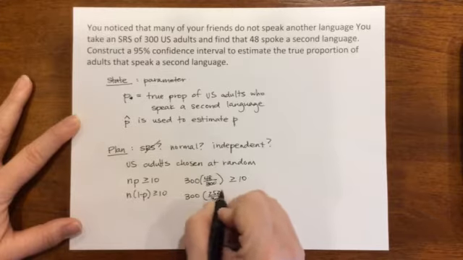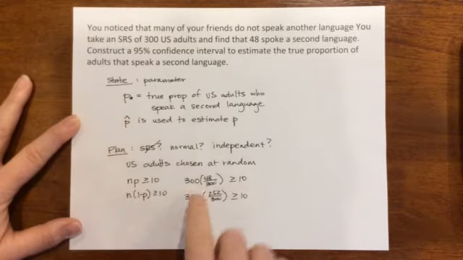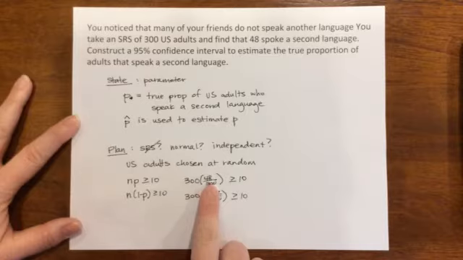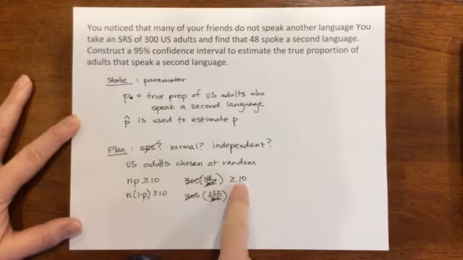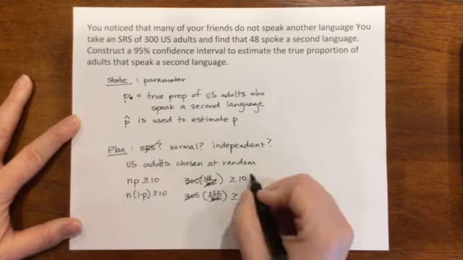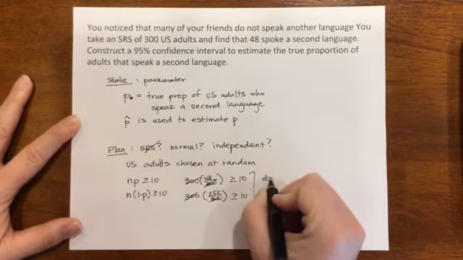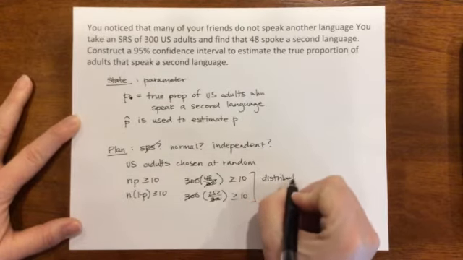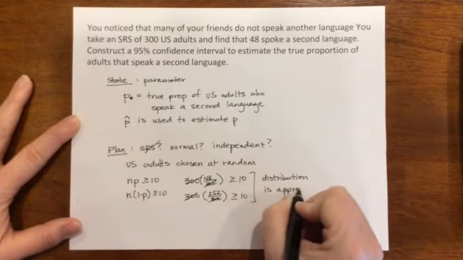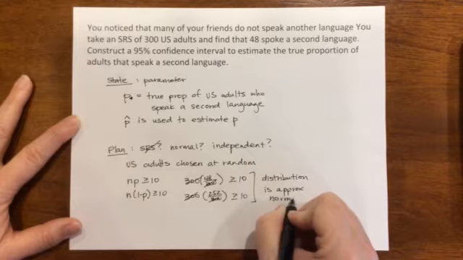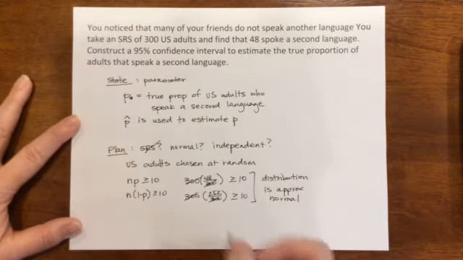So it shouldn't really be that big of a difference. So 300 times 48 over 300 is definitely bigger than 10, and so is 300 times 252 over 300, okay, because these cancel out. So you're left with 48 is bigger than 10, 252 is bigger than 10. That means the distribution is approximately, don't forget approximately, normal. All right, and we just did that.